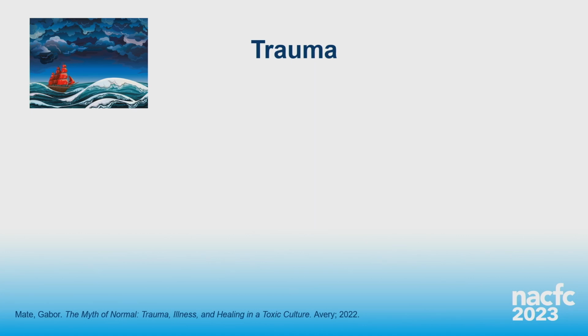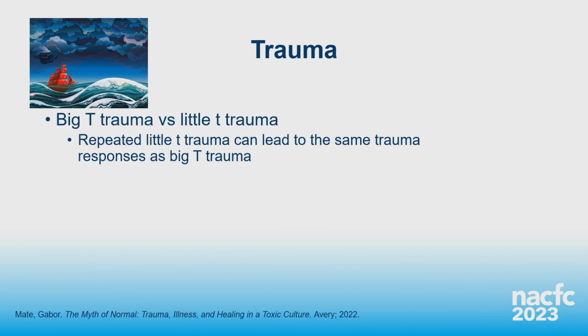We can think of trauma in two ways. There's the big T trauma and the little t trauma. Big T trauma would be things like the loss of a parent, or experiencing a natural disaster, or the loss of a limb. And little t trauma would be things like repeated bullying, or chronic emotional abuse, or the chronic stress from a chronic disease.